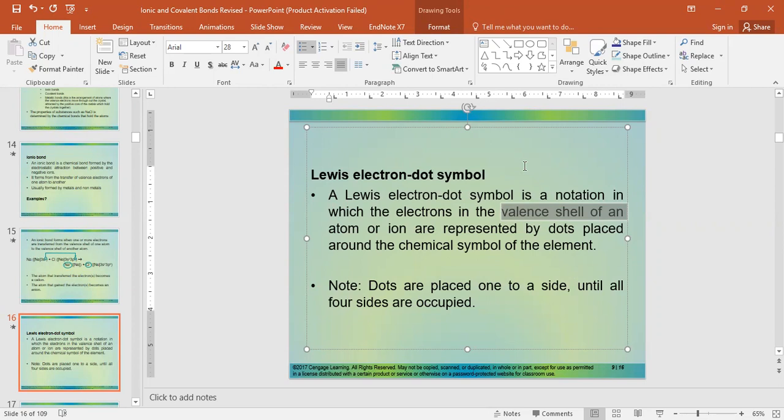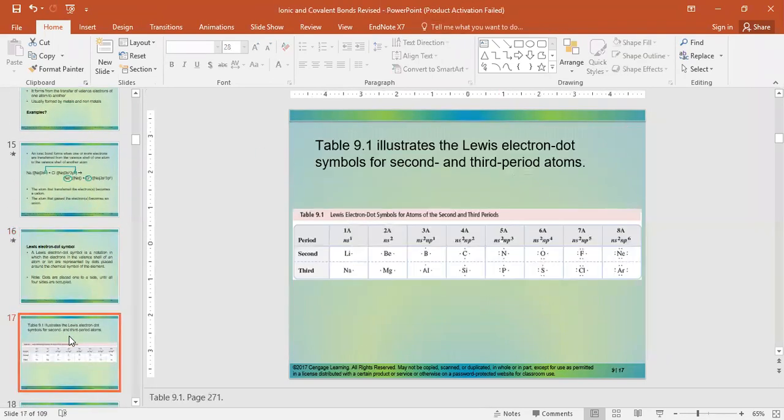That is as you move from the left to the right of the periodic table. And that one is illustrated in the slide that follows. This may be very small for you to see, but I will explain.